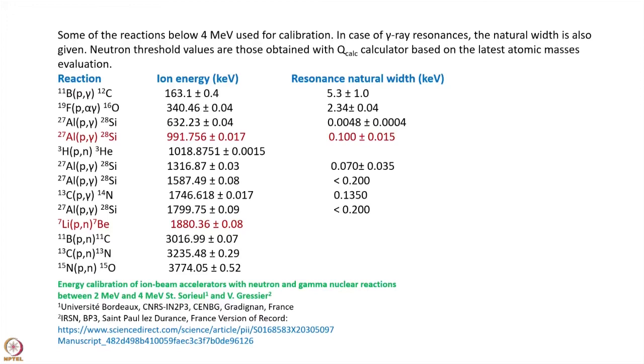And these are the resonance natural widths. I think this is very important. If you want more accuracy, then you should choose a resonance which has very small natural width. Then it will be much easier. Suppose you have a flat resonance, very wide resonance. Of course, if it is flat, it will not be called resonance, but if you try to do fitting, it becomes difficult, and extraction of energy value also becomes heavy.